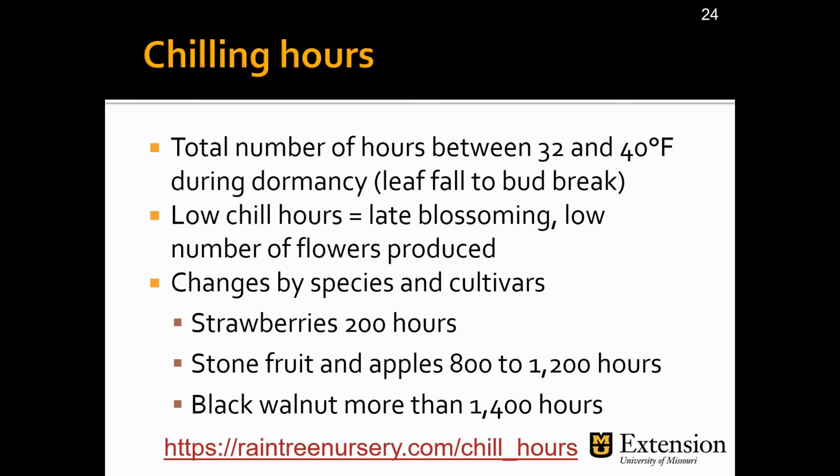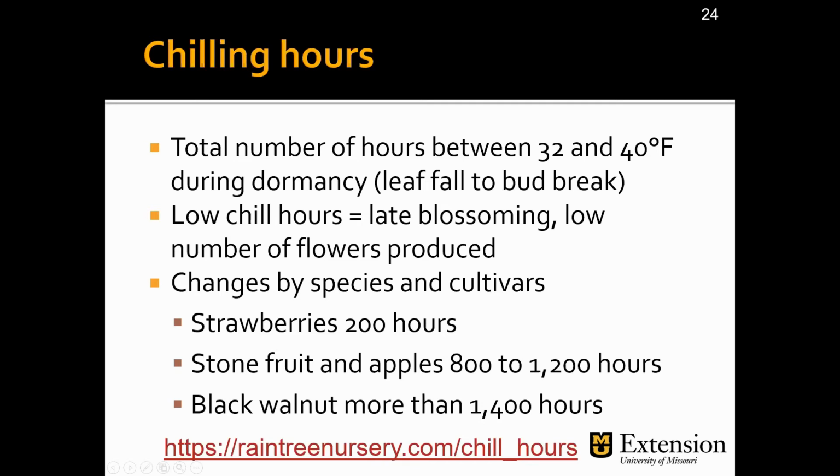This is the trigger, or the signal, that tells the tree that after so many hours in these temperatures, it's ready to set blooms, flowers, and fruits. And here's a list of chilling hours for some fruit crops. You see there's a range, and that's because it changes by variety. Some varieties might need 800, some might need more cold hours at this temperature.